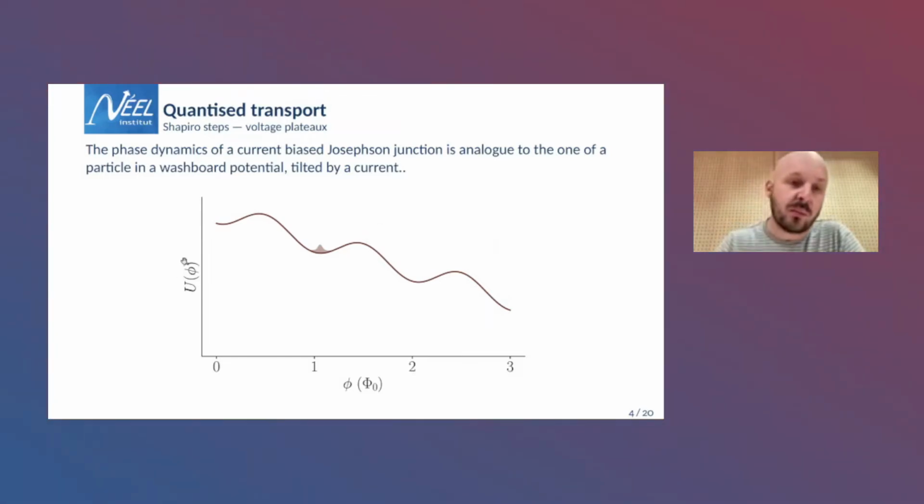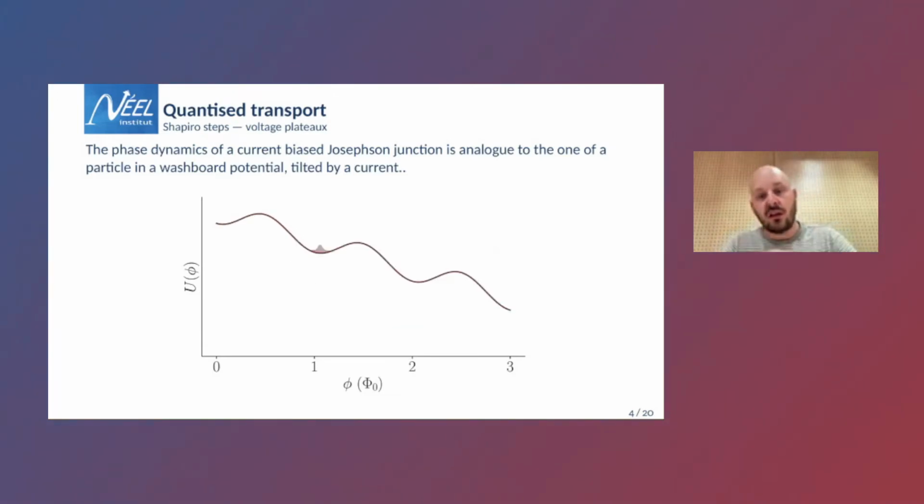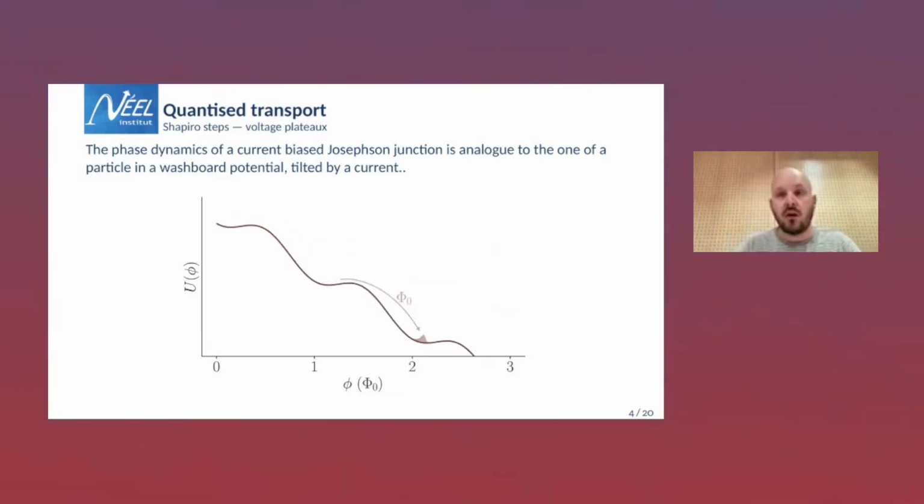So if I represent the potential U of phi versus phi, here I have the phase, like a particle that effectively represents the phase. You see that there is a tilt because of a current, but still the phase is localized in one well. And now if I somehow shake this well, because I'm adding some alternating current, you see that the effective particle might actually jump from one minimum to the other minimum.